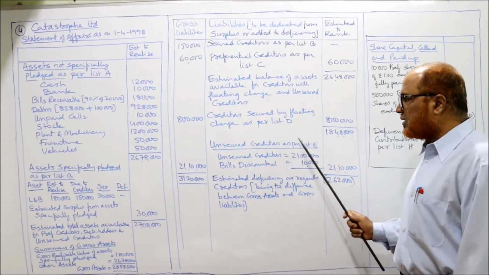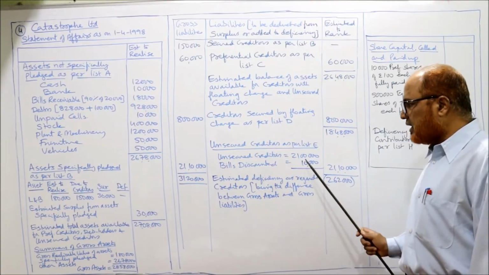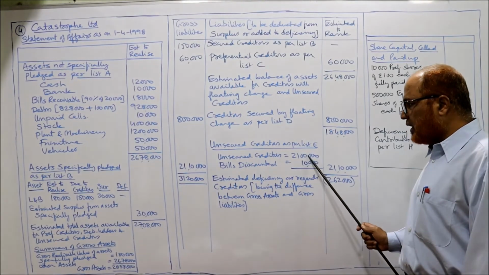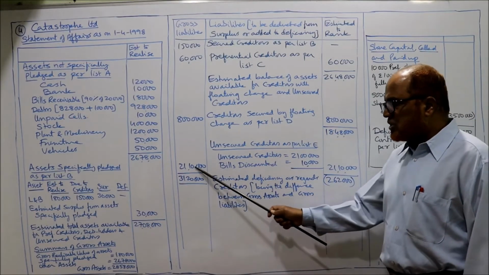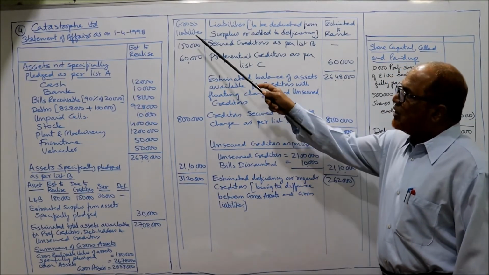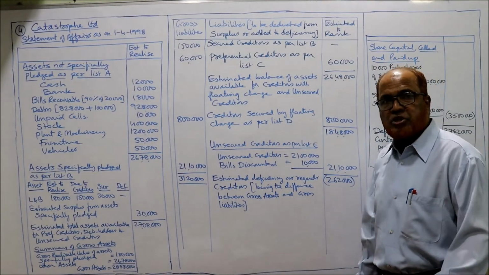Now unsecured creditors as per list E. Unsecured creditor 21 lakh. Bills discounted is 10,000. The total 21,10,000. So 21,10,000 in both the columns. Now you find out the total of gross liability. You will get 31,20,000 for our confirmation.